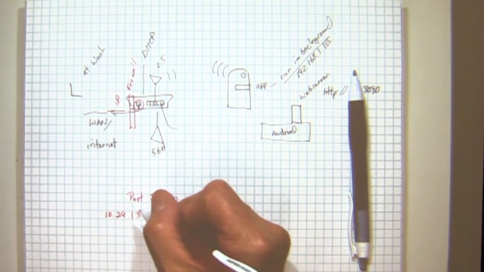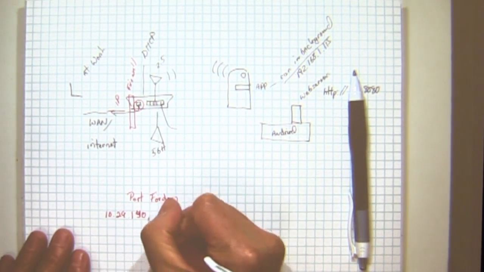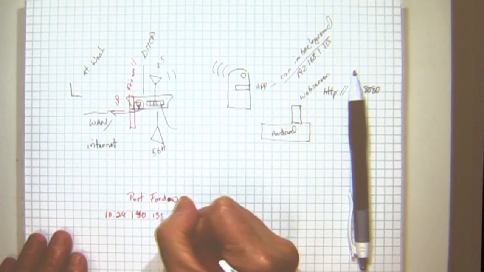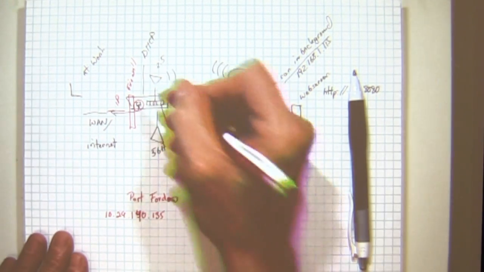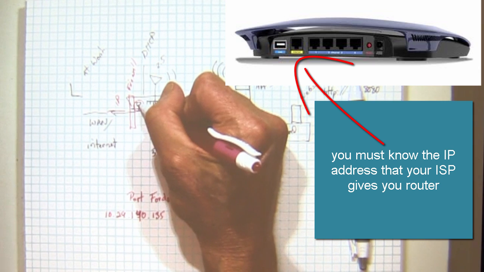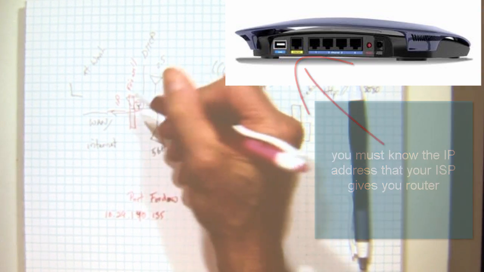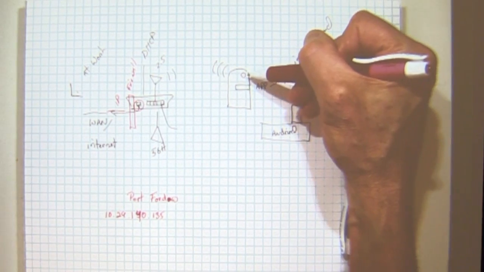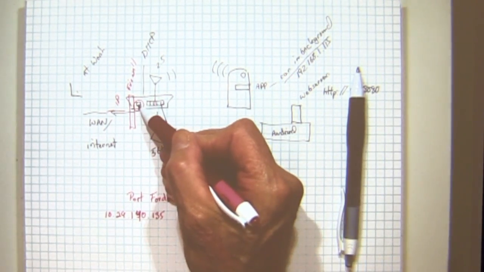10.29.140.135. That's the IP address of my WAN connection. You've got to know what that IP address is. If you don't know what that IP address is, you can't get in. In other words, there's no way Jose is going to be able to spy on his kids, okay? If he doesn't know the IP address of his WAN connection.